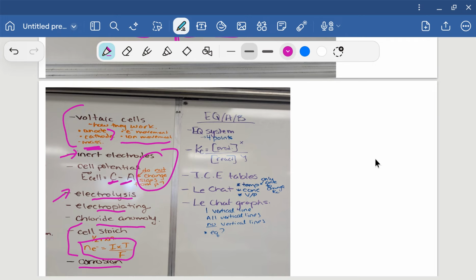Our next unit is equilibrium, acids and bases. So when you start equilibrium, you would have learned 4 points that make an equilibrium system. So it has to be a closed system. You don't include solids. There's a bunch of points there. Just read them over. Just make sure you know them.